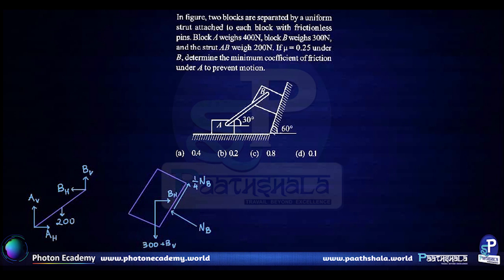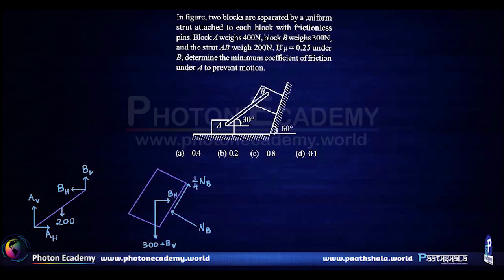In the figure, two blocks are separated by a uniform strut attached to each block with frictionless pins. Block A weighs 400 newtons, block B weighs 300 newtons, and the strut AB weighs 200 newtons. If mu is equal to 0.25 under B, determine the minimum coefficient of friction under A to prevent motion.